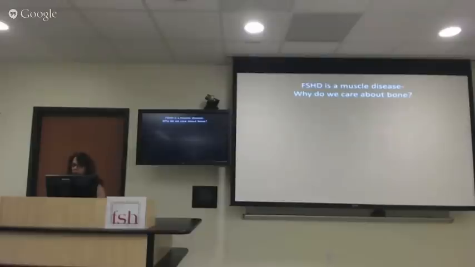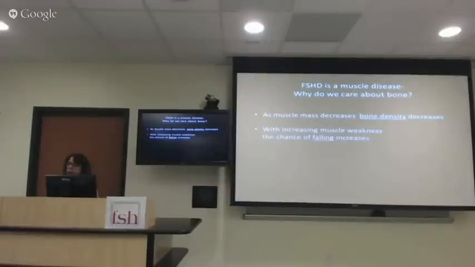So if I'm talking about a muscle disease today, why am I concerned about bone health? What we do know is as muscle mass decreases, bone density, that is the strength of bone, decreases. And with increasing weakness, there's an increased risk of falling. These two factors together, decreased bone density and increased risk of falling, put you at an increased risk of having a fracture, resulting in pain, loss of mobility, and declining quality of life. And that's why we're concerned about bone health.